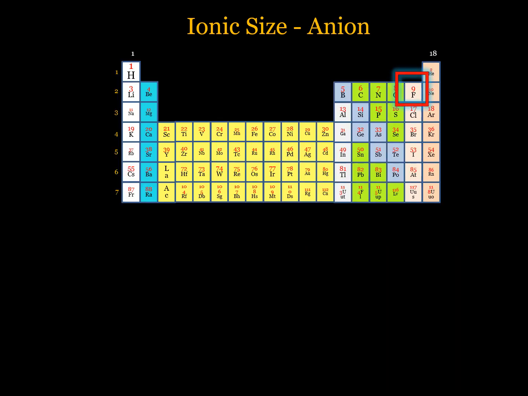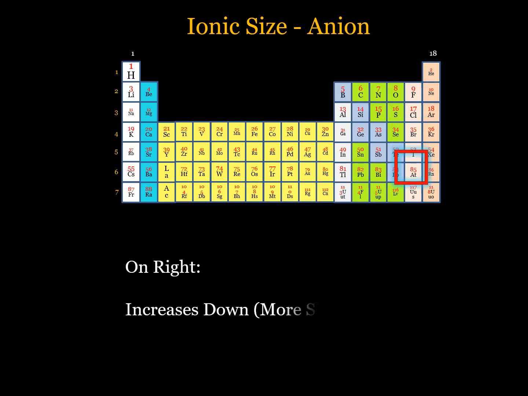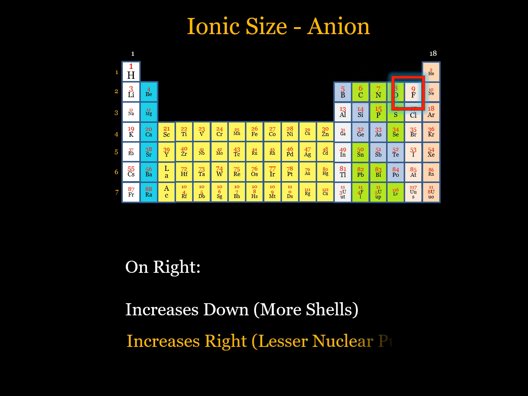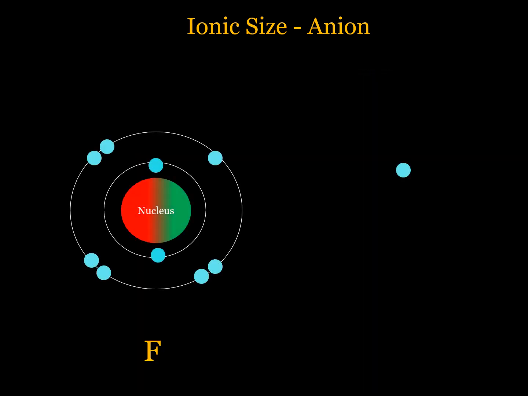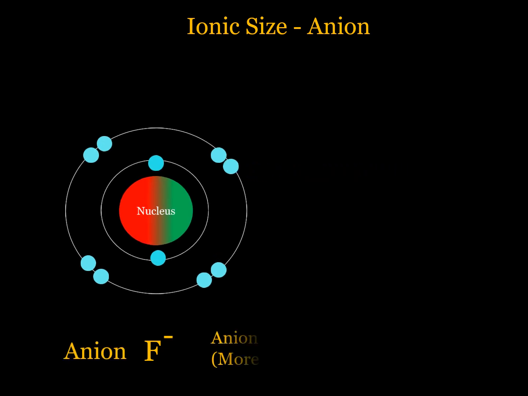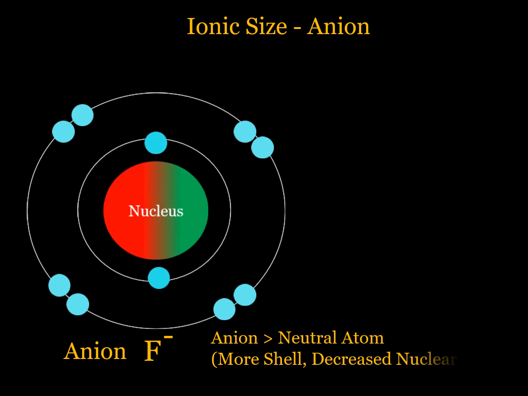In the case of anions, the size increases down the group, and decreases along the period after metalloids, because one or more electrons have been added. This could add a new shell or just cause electrons to expand in space due to interelectronic repulsion. For the same reasons, the size of an anion will be greater than its corresponding neutral atom.